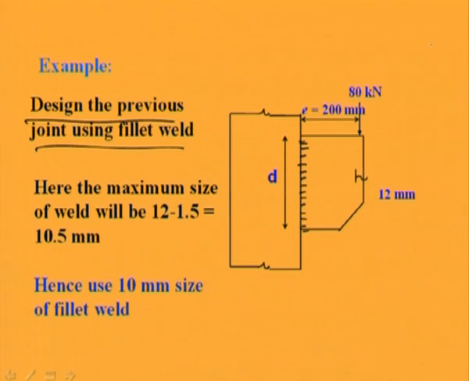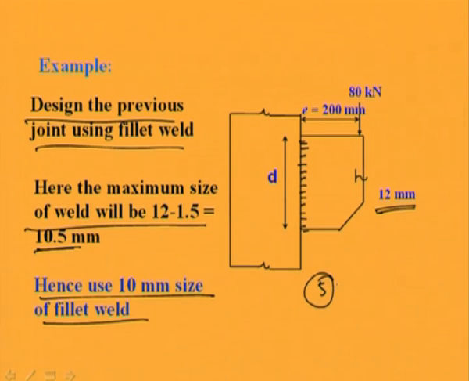Here size of the weld also can be made. Earlier the size of the weld was 10 mm. Here also we are using 10 mm size of the weld, because we have to check whether this is allowable or not. Maximum size of the weld generally becomes plate thickness minus 1.5. Here bracket thickness is given as 12 mm. So maximum size of the weld can be 10.5 mm. Similarly, the minimum size of the weld can be 5 mm, right.